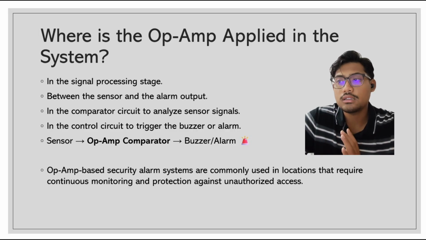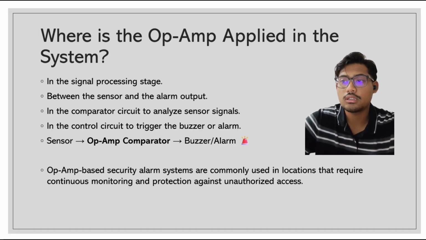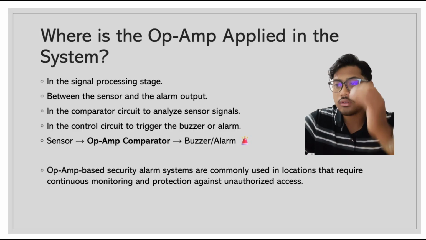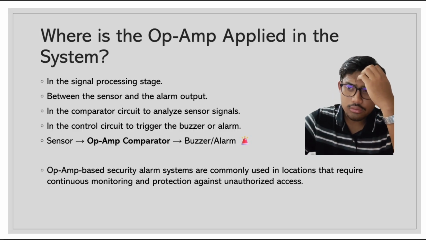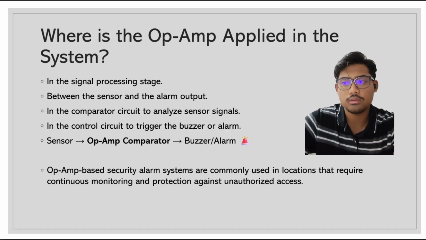Basically, it is applied in the signal processing stage, and also between the sensor and the alarm output. Thirdly, in the comparator circuit to analyze sensor signals. Fourthly, in the control circuit to trigger the buzzer and alarm. And lastly, between the sensor, the OP AMP comparator, and the buzzer or alarm. Extra info: OP AMP based security alarm systems are commonly used in locations that require continuous monitoring and protection against unauthorized access.